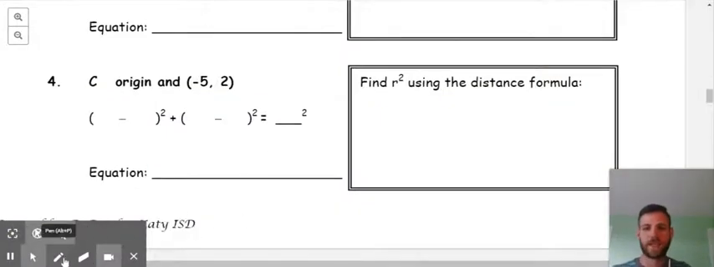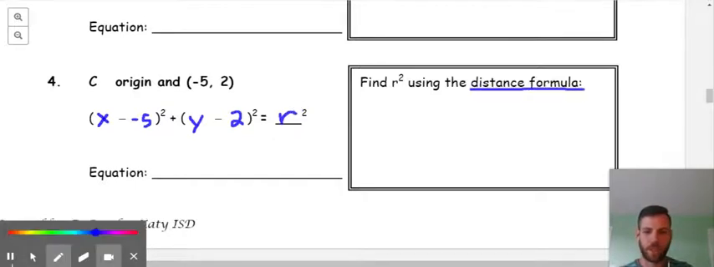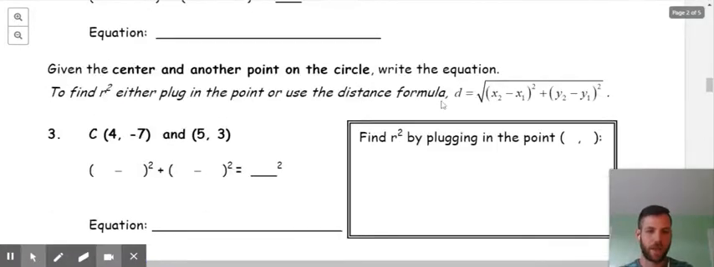In this second example, our center is the origin, and it's going through a point -5, 2. So we could write out our equation as we have it so far, x minus -5 and y minus 2 is going to be equal to r squared. But we're going to try to use the distance formula, which if we scroll up here, we can see that our distance formula is right here up at the top. You may want to write that down in your notes now and pause the video, because we're going to be using that in this example.